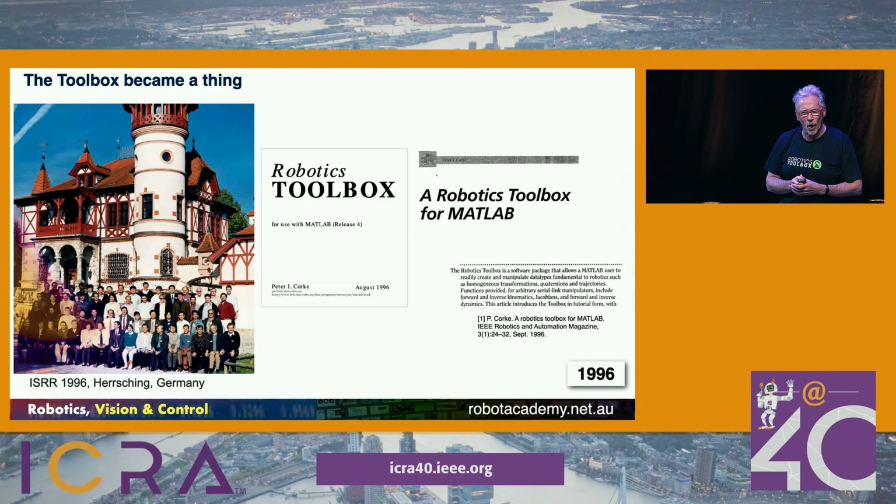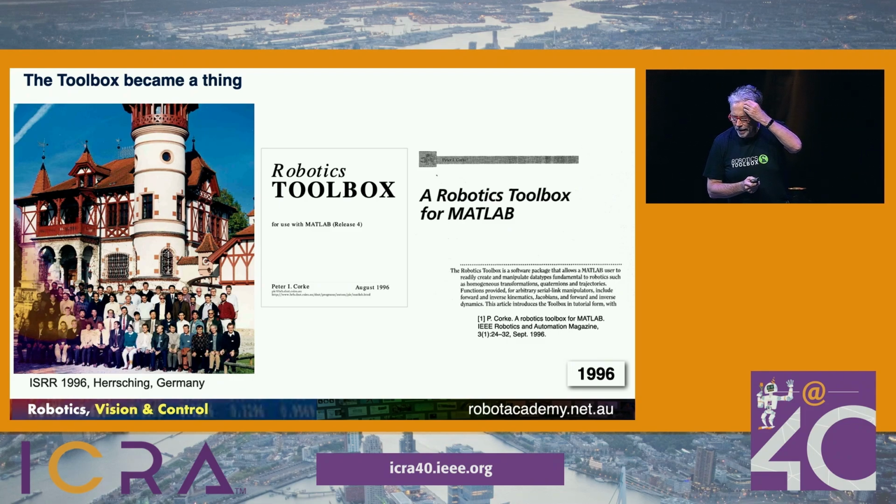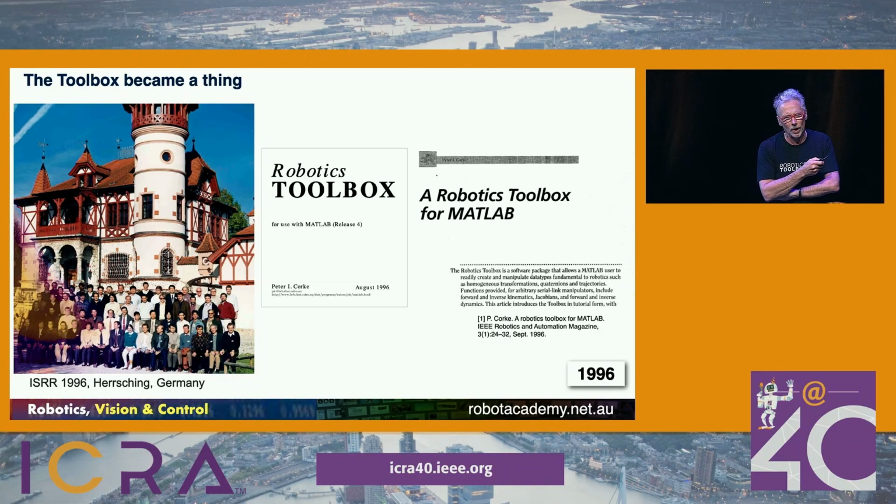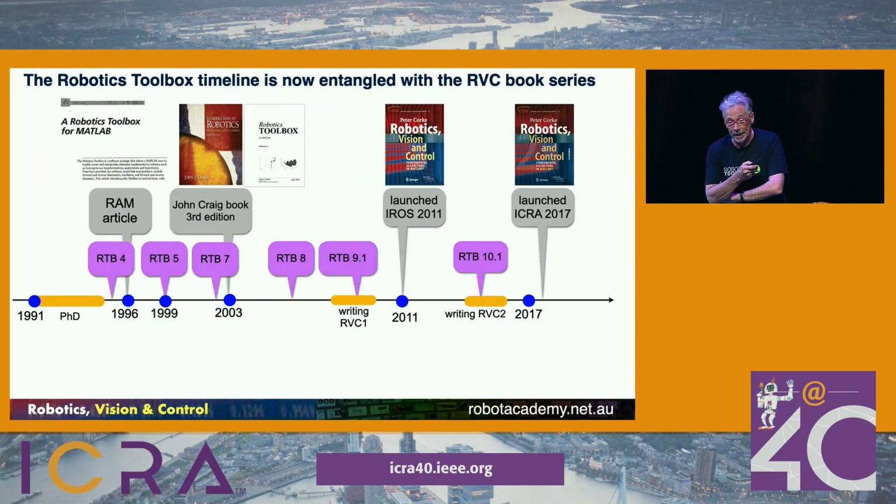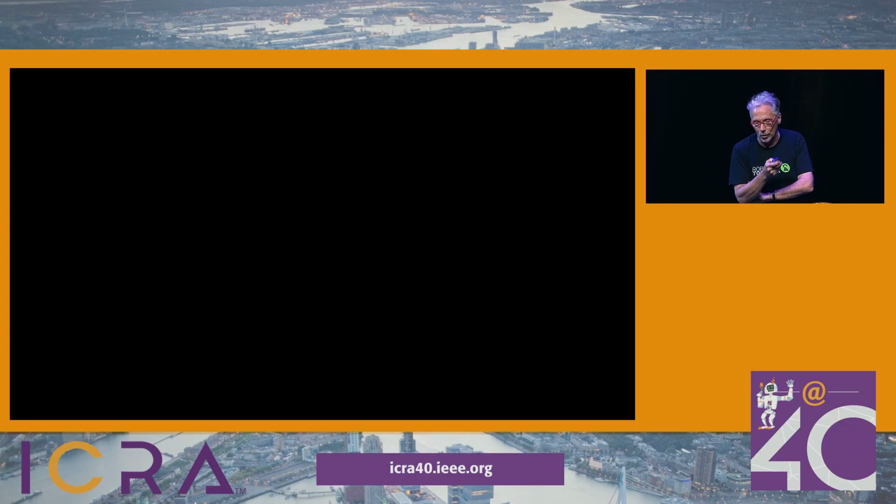And they encouraged me to open source it. Back in 1996, that meant you put it on an FTP server. The times have changed a lot. I was also encouraged to write an article about the toolbox, which appeared in a 1996 issue of the Robotics and Automation magazine. So that's when the toolbox really became a thing. Over time, the toolbox has gotten very entangled with my book on robotics. What happened there?